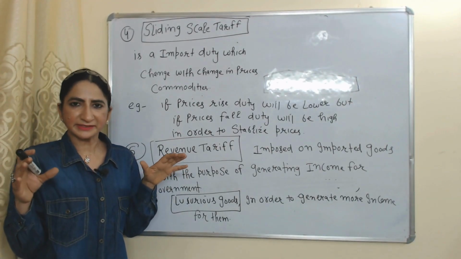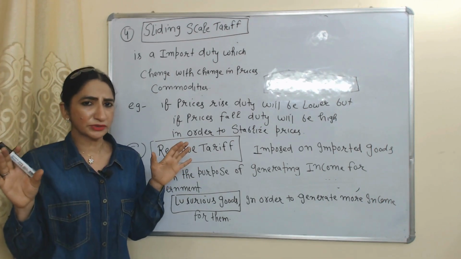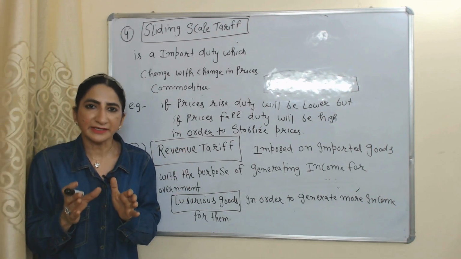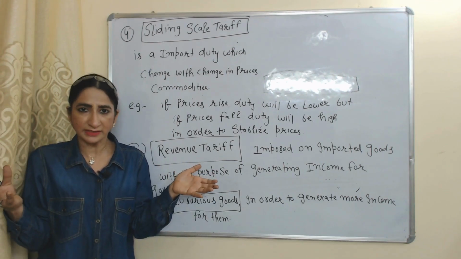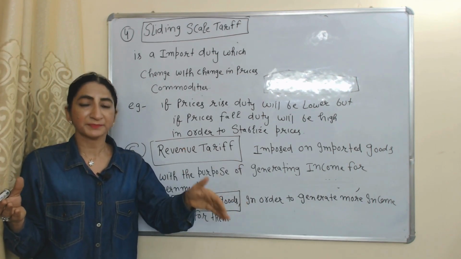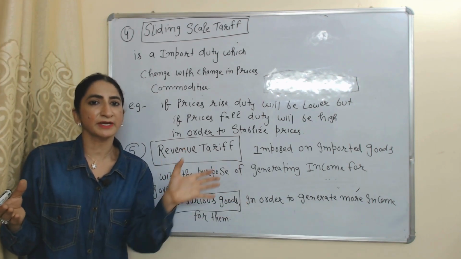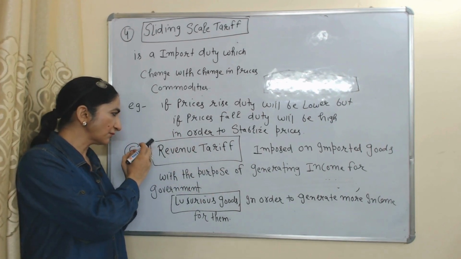Next is sliding scale tariff. This import duty changes according to changes in prices. For example, when the price rises, the duty will be lower, but when the price falls, the duty will be higher in order to stabilize overall prices.